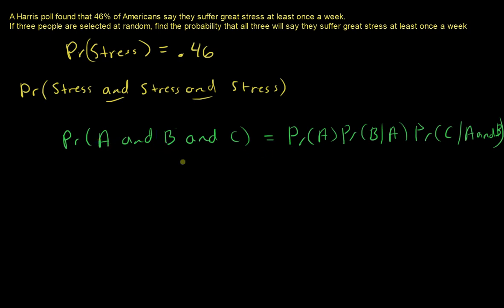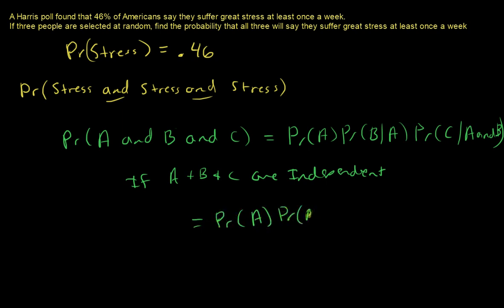But if A, B, and C are independent, okay, then the probability of B given A, well, it doesn't matter that you gave me A, because if they're independent, right, then this would just be equal to the probability of A times the probability of B times the probability of C, of A and B and C. All right, so this is our multiplication rule when you have 3 events. Now, you can easily extend this to 4, 5, 6 more events, right?